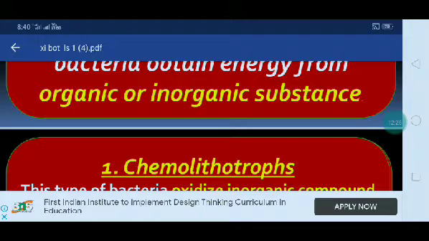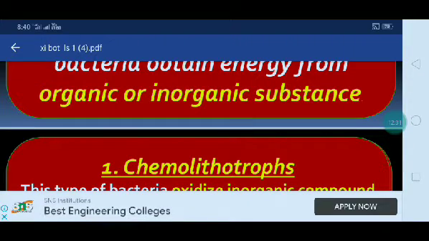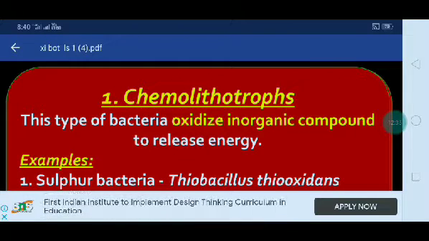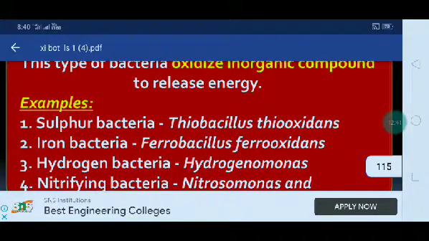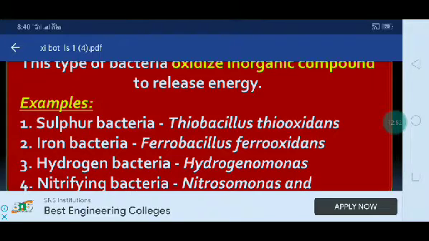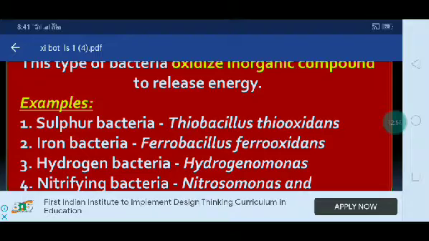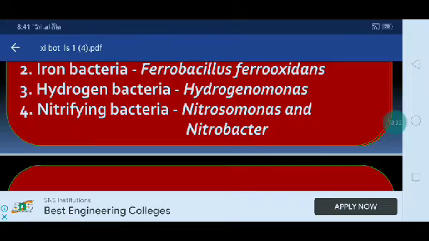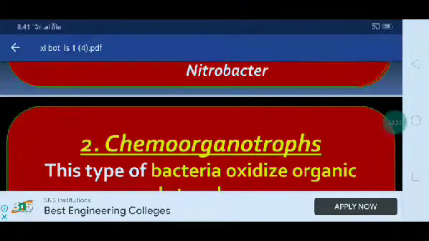Then chemolithotrophs, with the help of chemicals. This type of bacteria oxidize inorganic compounds to release energy. Some of the technical terms you have to remember: sulfur bacteria, Thiobacillus thiooxidans; iron bacteria, Ferrobacillus ferrooxidans; hydrogen bacteria, Hydrogenomonas; nitrifying bacteria, Nitrosomonas and Nitrobacter. You are already familiar with Nitrobacter and Nitrosomonas.